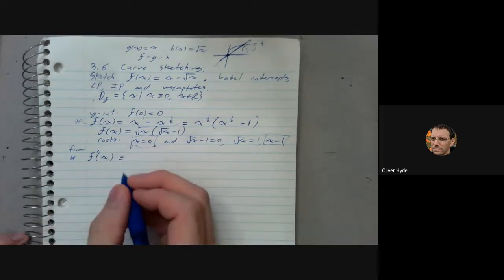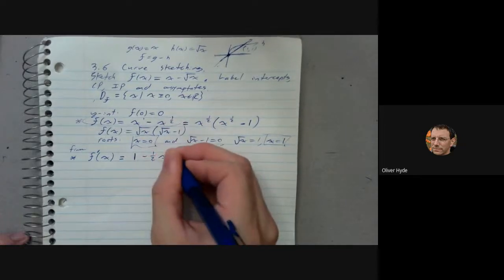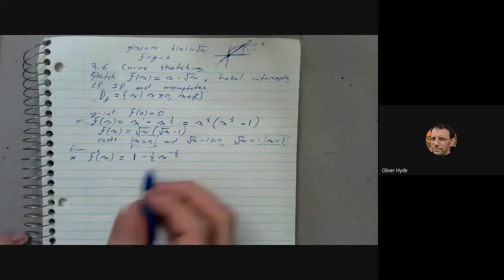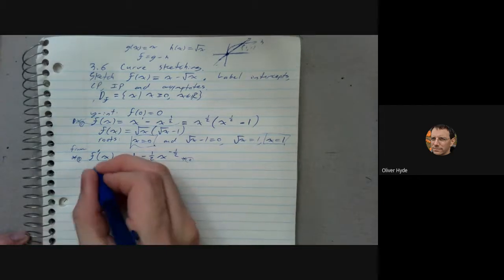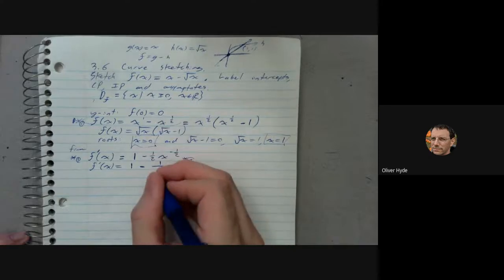F prime of x, make sure your functions are always labeled, is going to be, let's see, derivative of sums is easy, 1 minus 1/2 times x to the exponent negative 1/2. Maybe I'll label this as asterisk 1. I think I'm going to label this asterisk 2 and work back from here a little bit later. For an analysis, I feel like writing this with natural exponents will be a little bit easier: 1 divided by 2 times the square root of x.